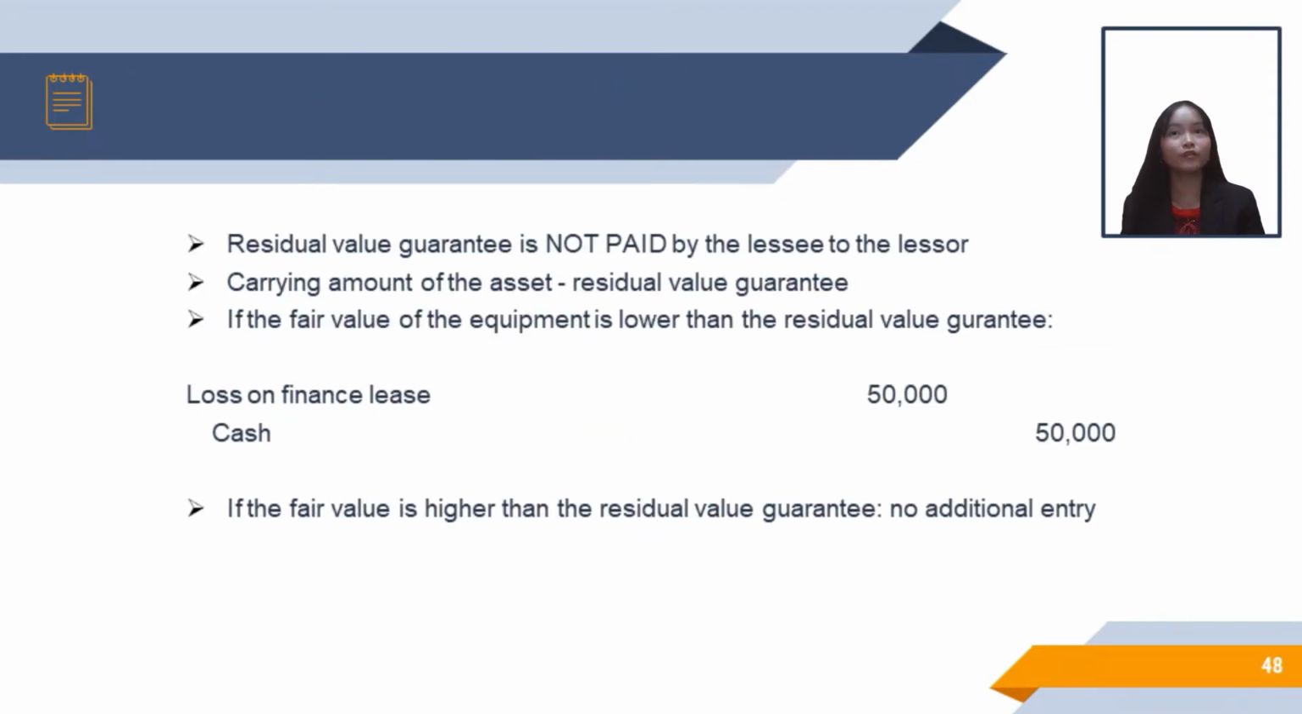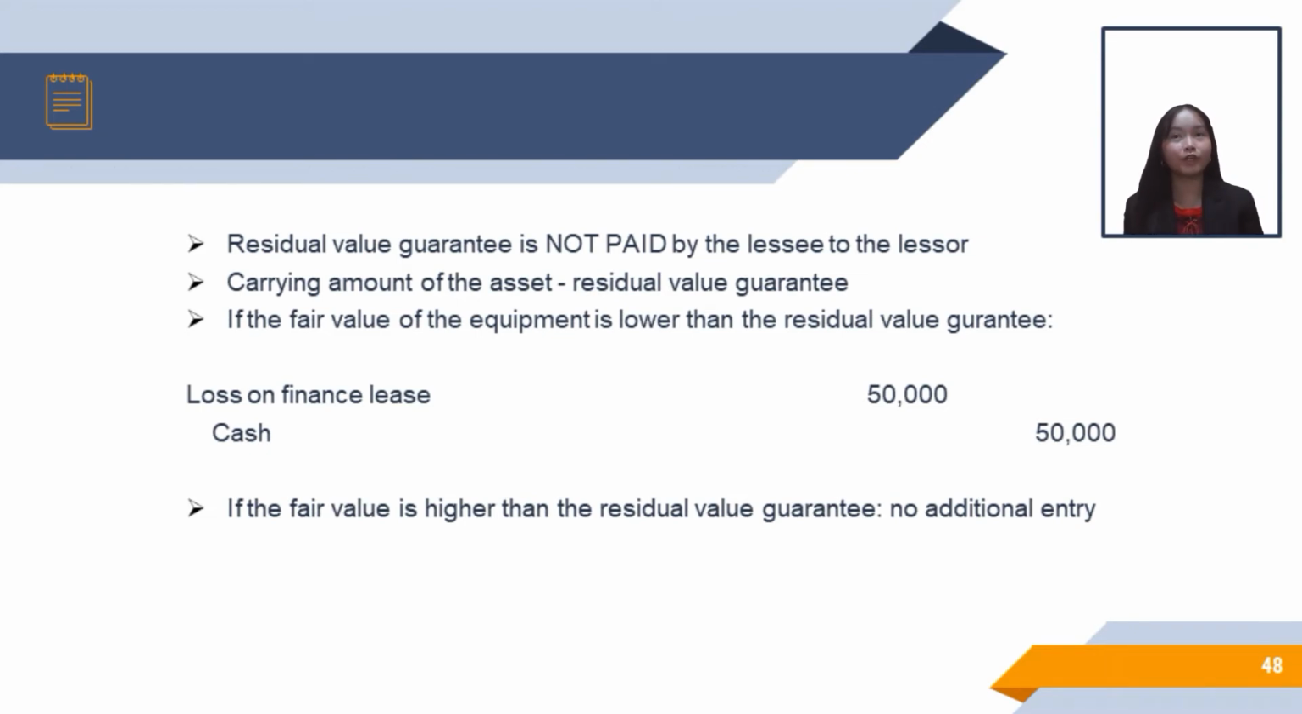You can see that residual value guarantee is not paid by the lessee to the lessor because the underlying asset, which is the equipment, is simply transferred or returned by the lessee to the lessor to satisfy the liability for the residual value guarantee. Take note that carrying amount of the asset is equal to residual value guarantee. However, if the fair value of the equipment is lower than residual value guarantee, a loss is reported for the difference and the lessee must make up for the difference with cash payment. Yun yung kanina ko in-explain nung unang part.